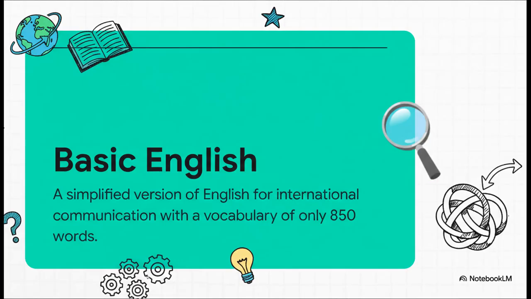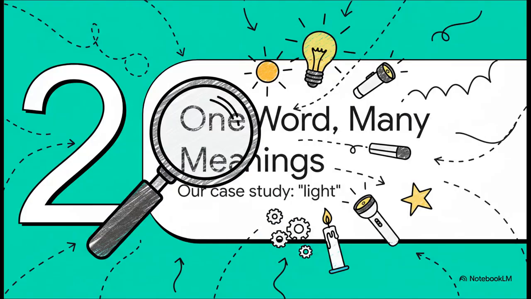So yeah, here's the official definition. The goal is fantastic. Create a version of English that anyone, anywhere could pick up quickly. And the method was pretty radical. Just strip the language down to its absolute core. But, as we're about to find out, core doesn't exactly mean simple. To really put this whole idea of simple to the test, we are going to put one of these 850 words under the microscope. And our guinea pig for today is the word light.